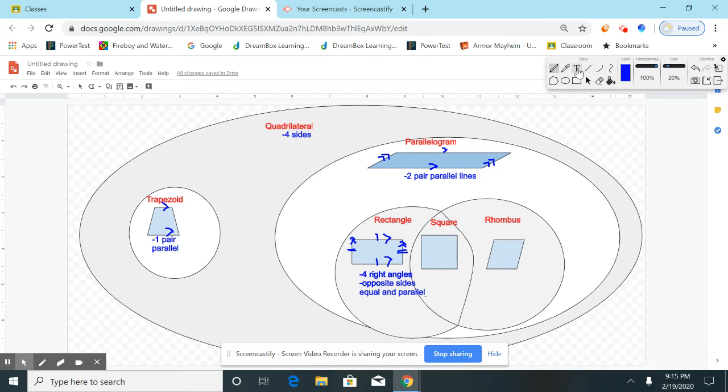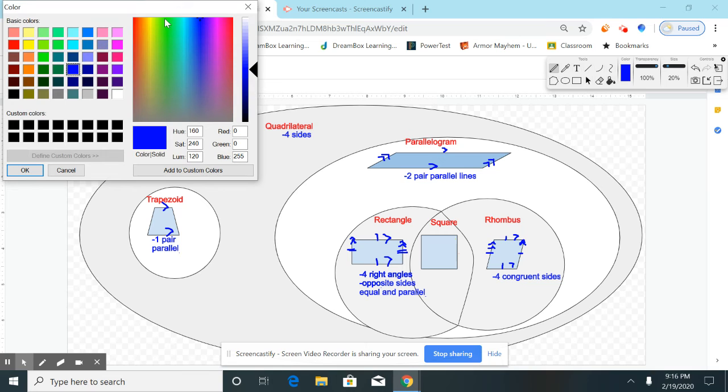Let's go over here to rhombus and do it quickly. A rhombus is unique and different from a rectangle in the way that it has four congruent sides. So a rhombus also has the two pair parallel lines like the parallelogram, but has four congruent sides. So on a rhombus, you can just put one mark on each one because all four sides are the same. Top and bottom are parallel, left and right are parallel.